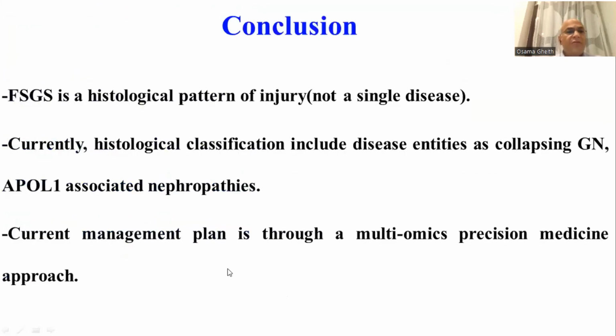We can conclude from this talk that FSGS is a histological pattern of injury, not a single disease. Histological classification includes disease entities like collapsing FSGS and APOL1 associated nephropathy. The current management plan is through a multi-omics precision medicine approach.